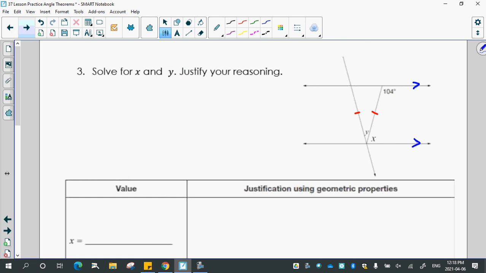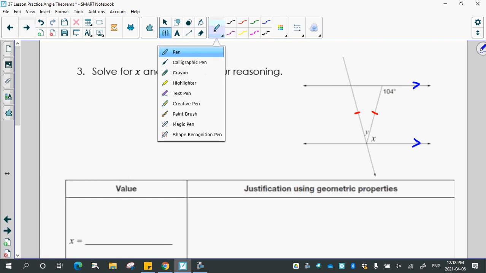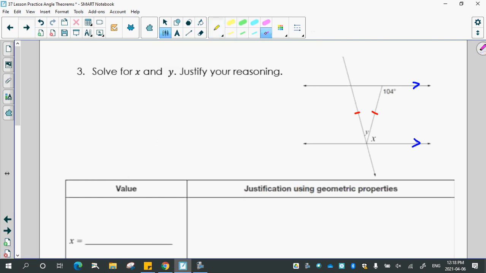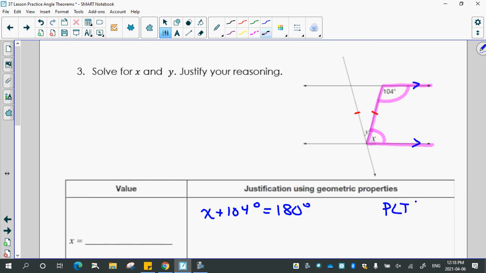Does anyone see a letter pattern we could use to get X? Yep. Which one? C, perfect. Okay, so I'm going to use a C pattern here. So there's my parallel line, transversal, parallel line. And the angles in a C pattern aren't the same, they add up to 180. Okay, so I can do X plus 104 degrees equals 180 degrees. And that's because of PLT, parallel lines theorem, C pattern. Co-interior angles add up to 180.